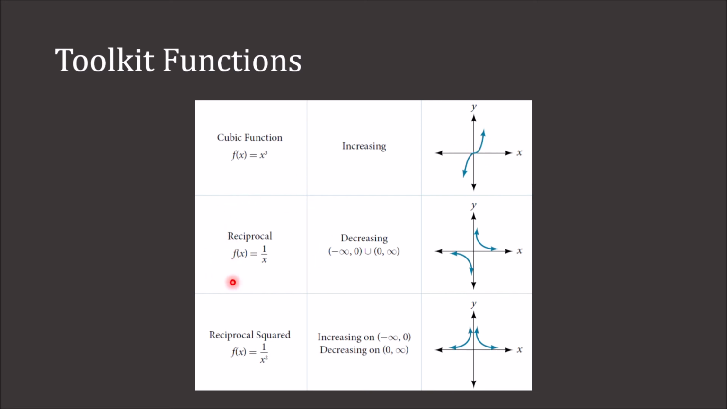The reciprocal 1 over x is a strictly decreasing function. So negative infinity to 0 unioned with 0 to infinity, right? Remember that 0 is not included in the domain. Reciprocal squared, so it's increasing on the left-hand side, so negative infinity to 0, and it's decreasing on the right-hand side, 0 to infinity. Now, since 0 is not included in the domain, 0 is not a local extrema point.